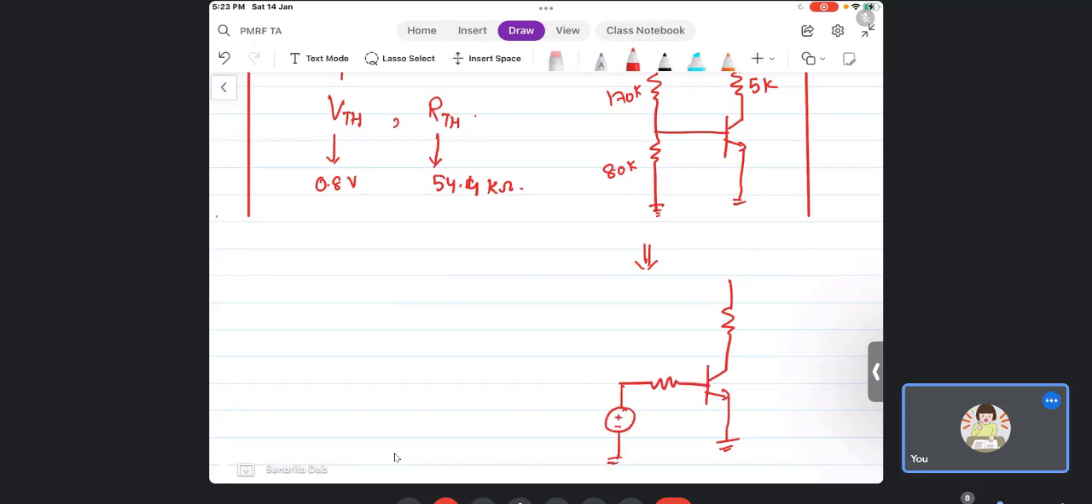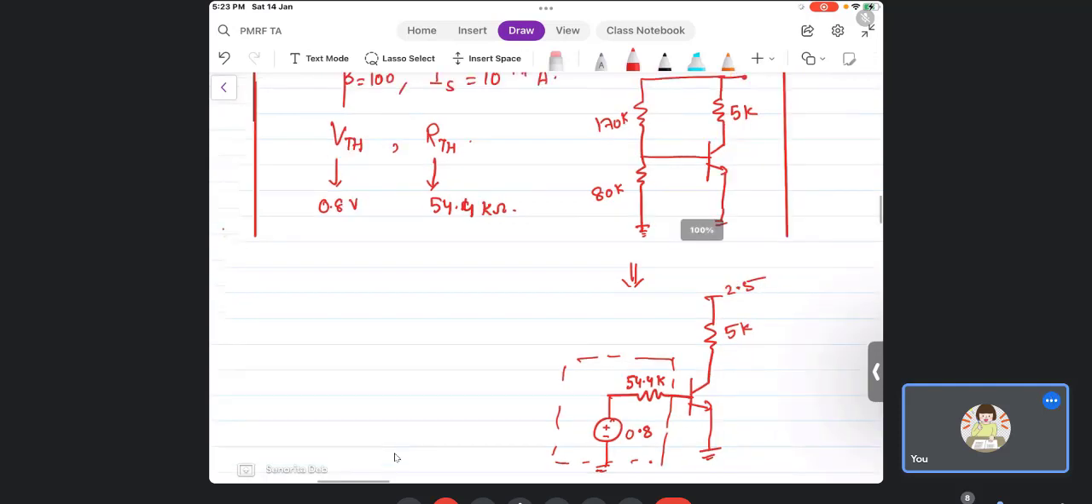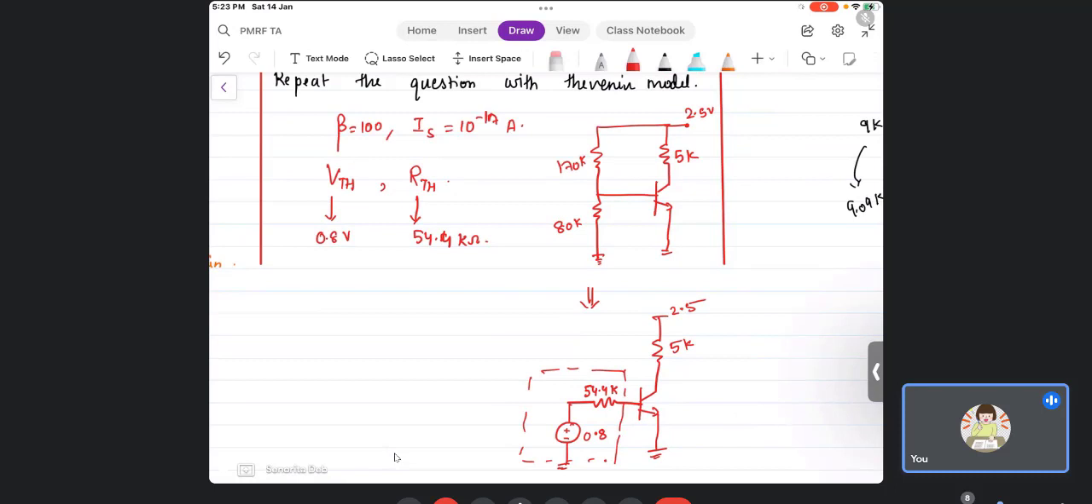I had told you, right? So this is the Thevenin equivalent model, this one. So this is 54.4K, this is 0.8. This is RC, which is given as 5K, this is 2.5. Now remember that you have not actually connected an external source and an external resistance. This model itself is behaving in this manner. This resistor divider is as if you have connected this thing here.